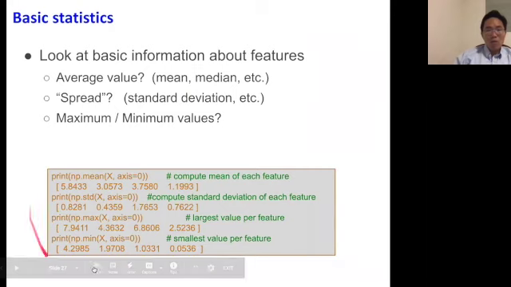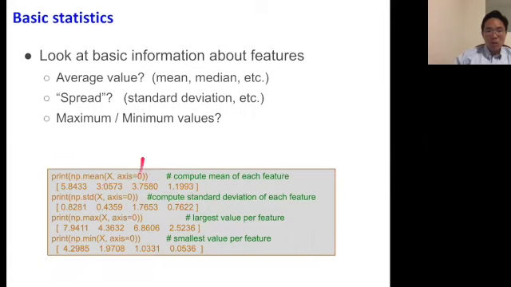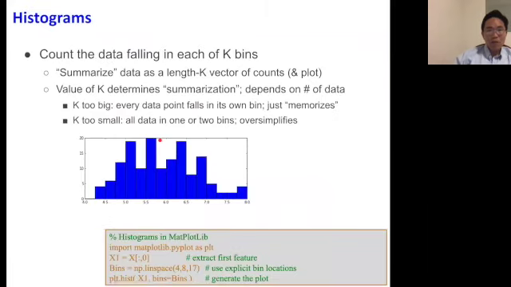You can generate those values in Python through a very simple script, and I encourage you to run those scripts in Python, get those values, and take a look at them yourself. Another very useful tool is to generate something called histograms of each individual feature.